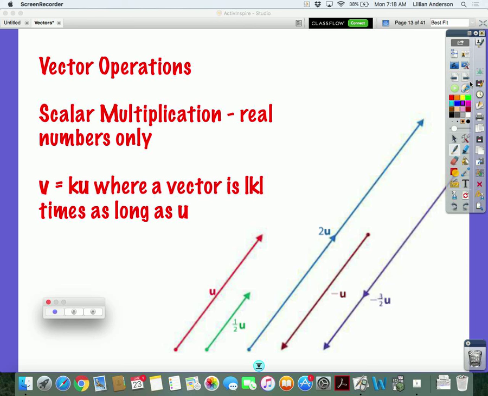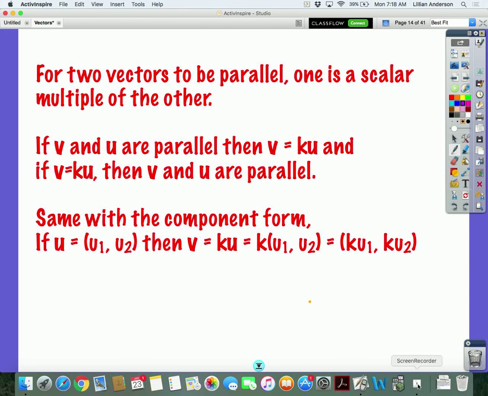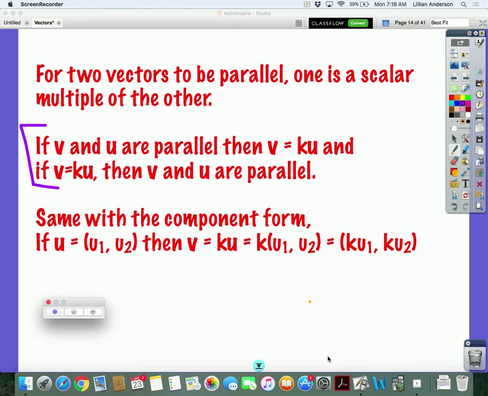Now, the next little bit that you're going to see is going to be dealing with the pictorial side of vector operations. You do need to know how to draw these different types of vector operations, not just be able to calculate them mathematically. Okay. So for two vectors, there are such things as parallel vectors. Basically, for two vectors to be parallel, one is a scalar multiple of the other. So you have this theorem here that basically says that if vector v and vector u are parallel, then you know that vector v equals k times vector u. In other words, it's a scalar multiple, okay? And vice versa, if vector v equals k times vector u, then you know that v and u are parallel.